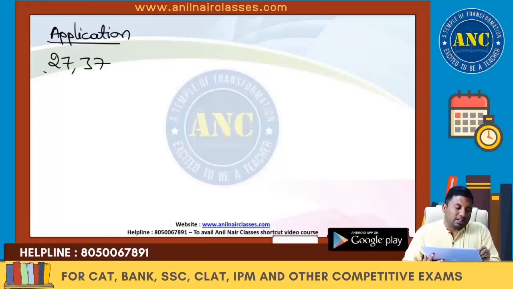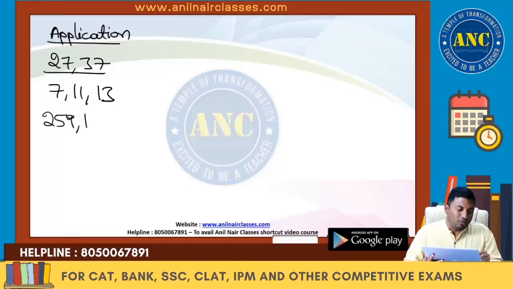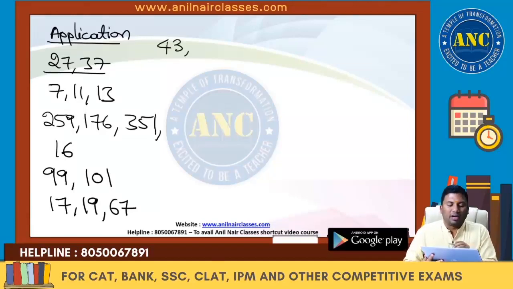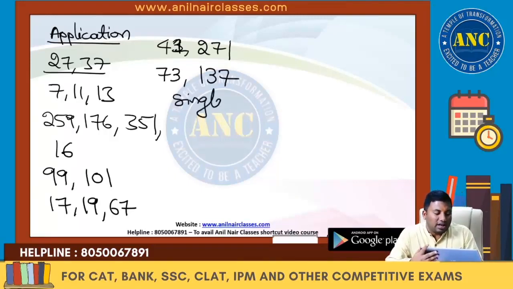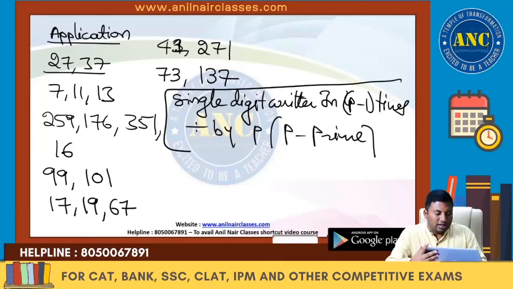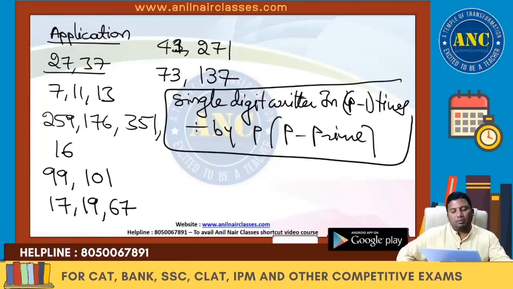So we discussed the application of the below problems. Application for divisibility rule for 27 and 37, divisibility rule for 7, 11, 13, divisibility rule for 259, 176 and 351, divisibility rule for 16, divisibility rule for 99 and 101, divisibility rule for 17, 19, 67, divisibility rule for 41 and 271, divisibility rule for 73 and 137. What is the last concept that we discussed? Any single digit written p minus 1 times is always divisible by p if p is a prime number.